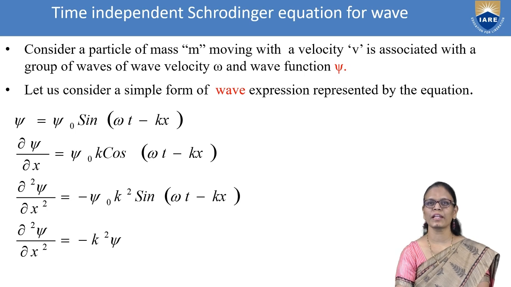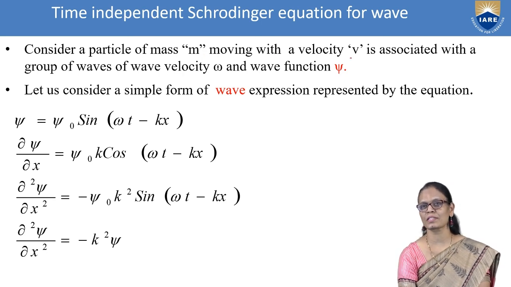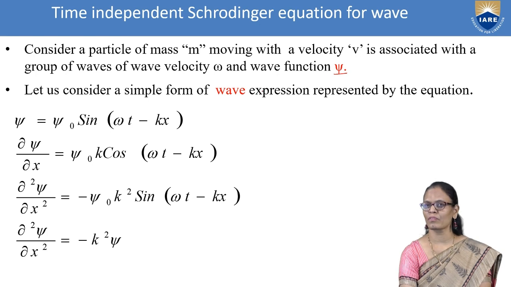Now we are going to derive this. We are considering a particle of mass m, which is moving with a velocity v and associated with a group of waves of wave velocity omega and wave function psi. So we are talking about the particle. Its mass is m, its velocity is v, and because we are talking about the wave nature of this particle, the wave velocity is given by omega, and to represent it we are using a wave function psi.